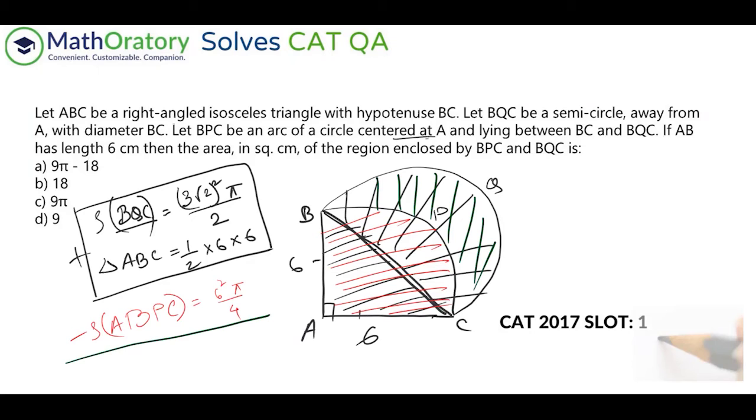Now just let me look at the pi terms. This is 3 squared into 2 divided by 2, so the 2 cancels off, and this is 9 pi, right? And in this case you have 36 by 4, that is also 9 pi. So these two cancel out, and the area will be simply the area of triangle ABC, which is half into 6 into 6, nothing but 18. So the answer is option B.